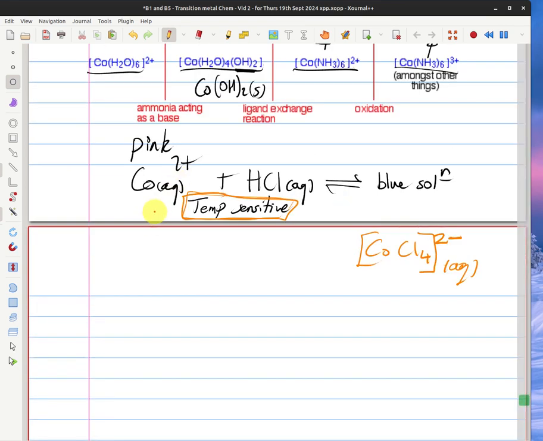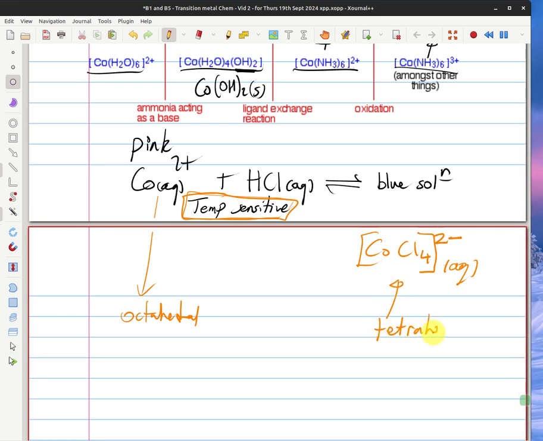Okay, what about the shapes of these things? We didn't mention the shape. Well, this is octahedral. And this is tetrahedral. And the hydroxide, just like copper, was linear. This kind of peachy pink.